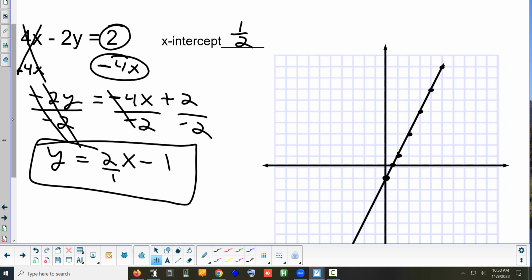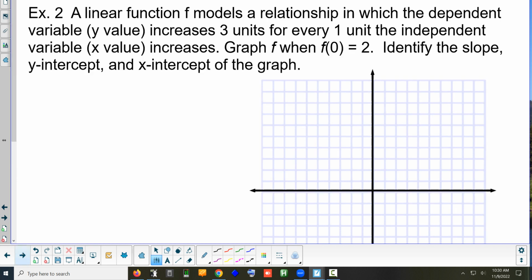All right, so the last, let's see, yeah, we're on the back, last problem. So the last problem, example 2, it's just a matter of understanding how they're wording it. It's nothing you haven't already done.